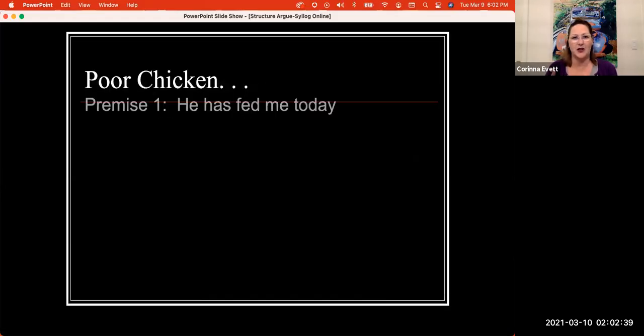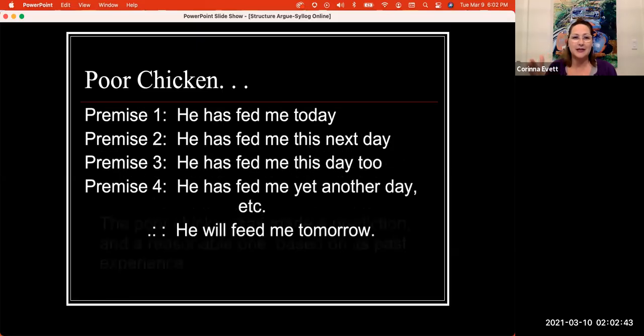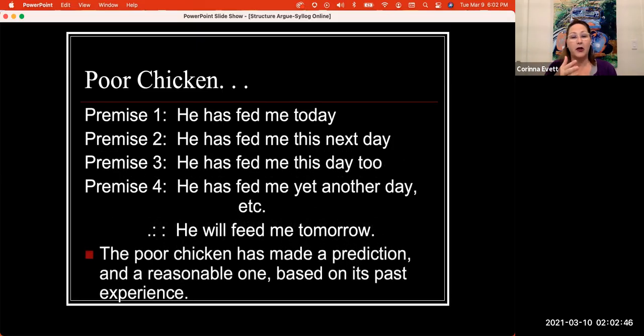Here's the chicken's argument. Premise 1, he, being the farmer, has fed me today. Premise 2, although anybody can be a farmer, he has fed me this next day too. Premise 3, he has fed me this day too. He has fed me yet another day. And he can continue to go on, or she, the chicken, can, but therefore he will feed me tomorrow. Now, the chicken has made a prediction, and it's a reasonable one based on past experience, is it not?